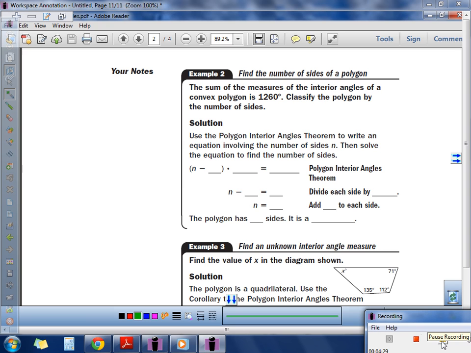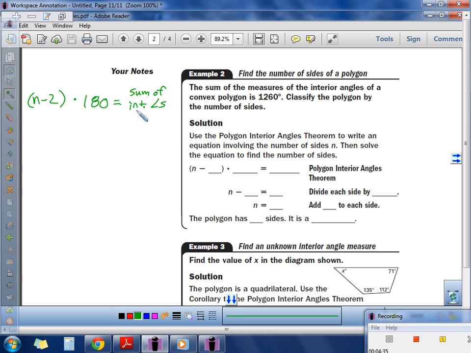So once again, I'm going to remind you of an important formula. To find the sum of the interior angles, we have a formula. Does anybody remember it from the other page? n minus 2, and that's in parentheses, times 180. If we do n minus 2 times 180, we get the sum of the interior angles.